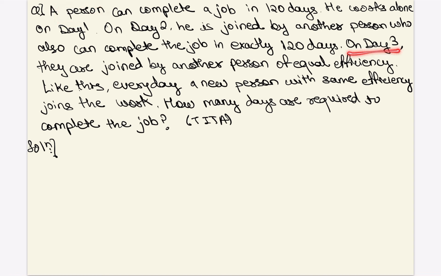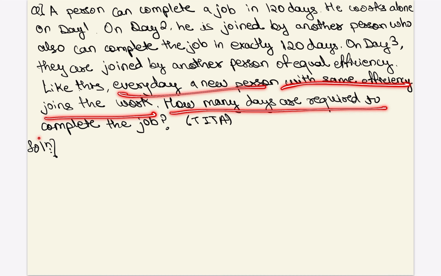On day 3, they are joined by another person of equal efficiency. Like this, every day a new person with the same efficiency joins the work. How many days are required to complete the job?